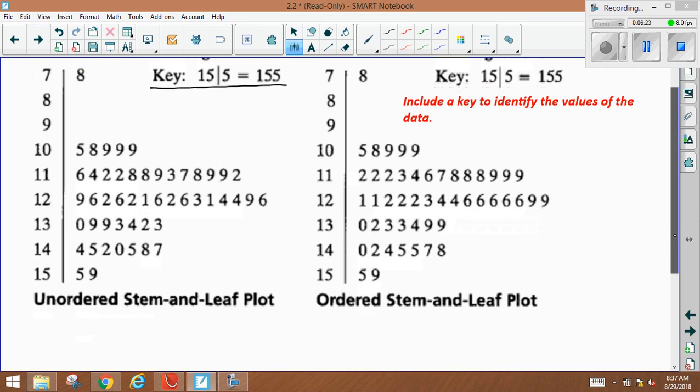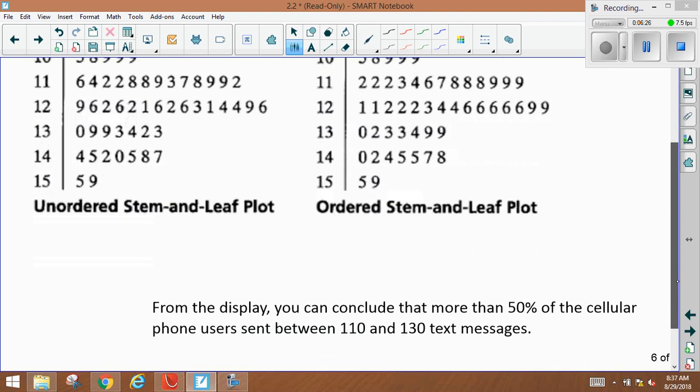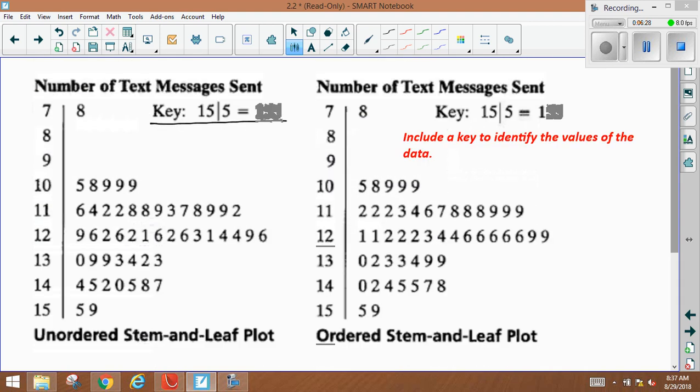Also, I like this much better. Let's order them. It's much easier to sort through the data when it's been ordered properly. You can kind of figure out where the center of it is, right? Where your median or your mean are, which we'll talk about in a little bit.